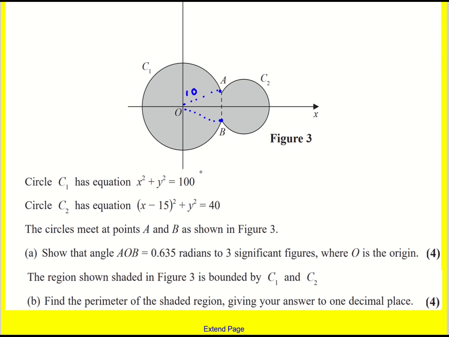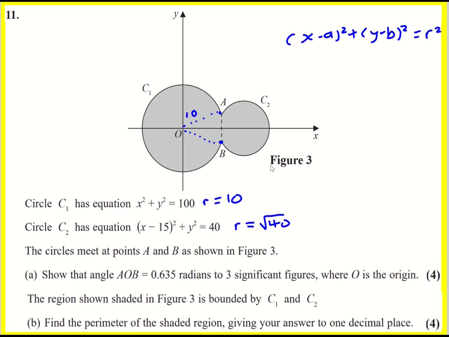This radius is going to be 10 because, remember, the general formula is x minus a squared plus y minus b squared equals r squared. So I've got a radius of 10 here and a radius of root 40 here. If I want to find out A and B, I need to somehow substitute in, not set the circles equal to one another exactly.